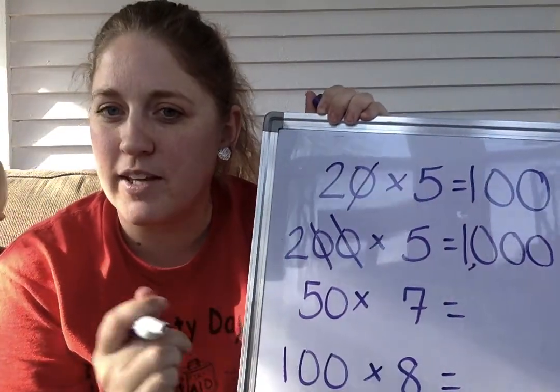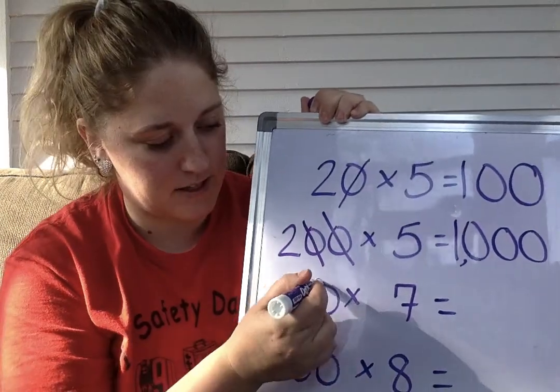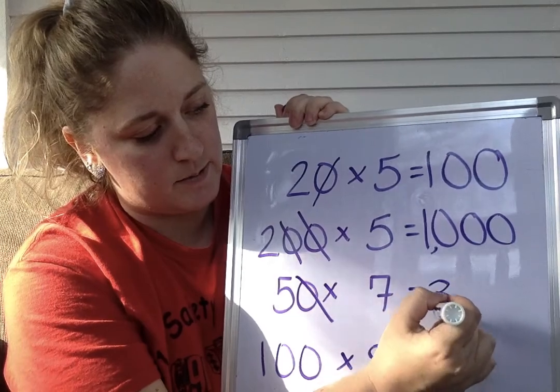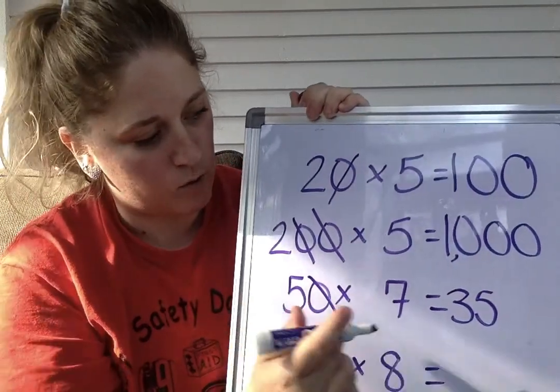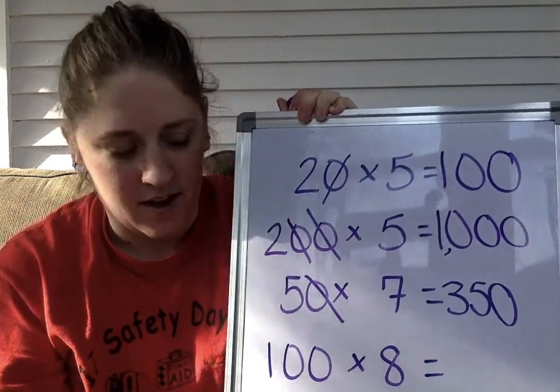Get a little trickier. We get into 50 times 7. Same thing. I don't know my 50s facts, but I do know my 5 facts. 5 times 7 gives me 35. I took off 1 0, which means that 1 0 goes back on the end.